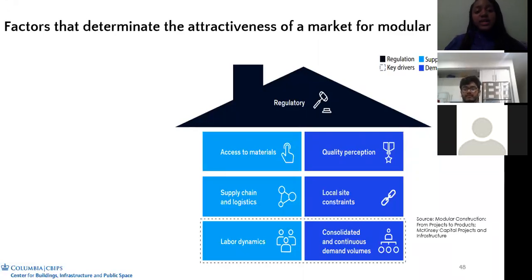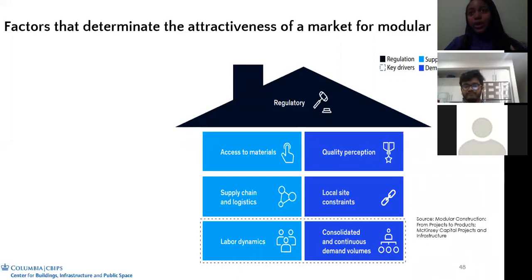And the factors that determine the attractiveness of a market for modular construction. So first is demand, so definitely continuous volumes of demand. Second is the labor dynamics. In New York, it is very highly union labor. And so if the unions do not like modular construction, then it'll be very, very difficult for the general contractor to get modules on.